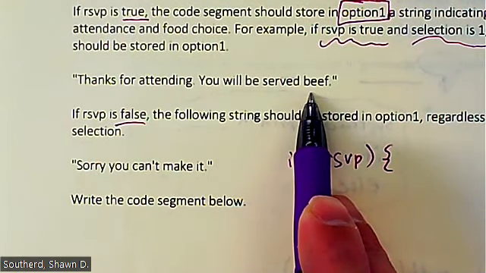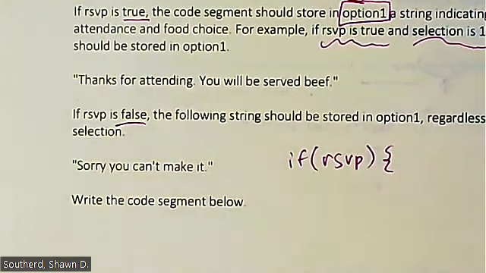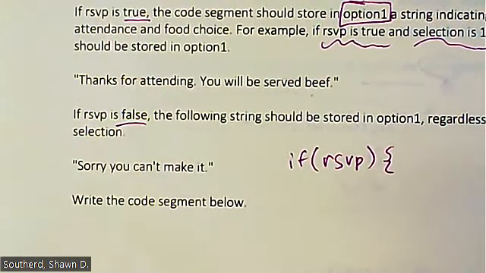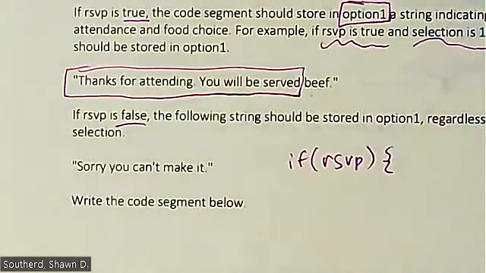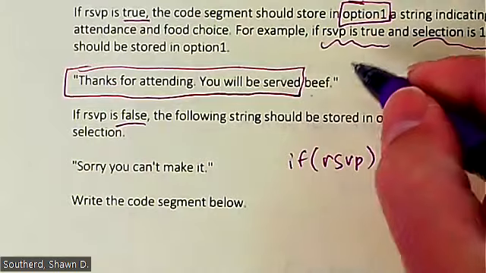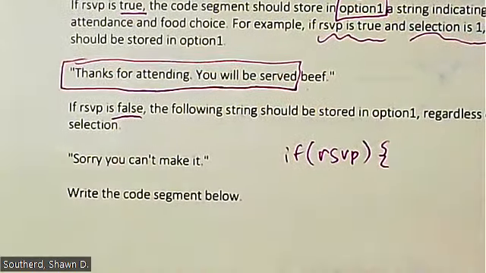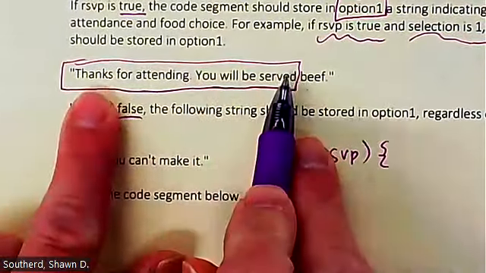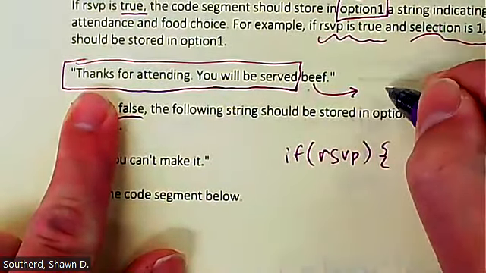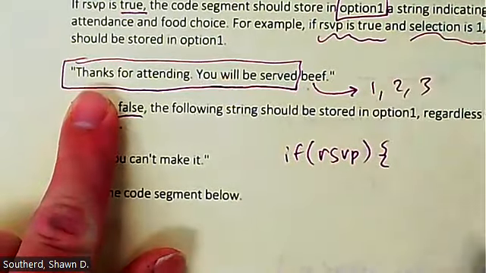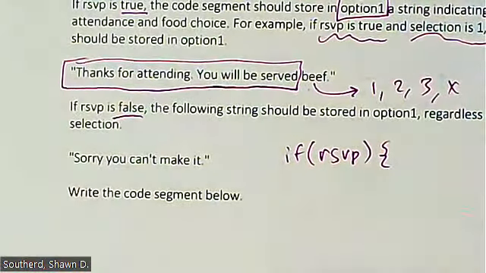If we think about it, which part of this sentence is predicated on you attending? Well, it's this first part, right? So that's text I can preload. If our RSVP is true, this will print no matter what. This second criteria is what's going to be based off of your selection of 1, 2, or 3, or some other number. That's going to be the beef, chicken, fish, pasta.